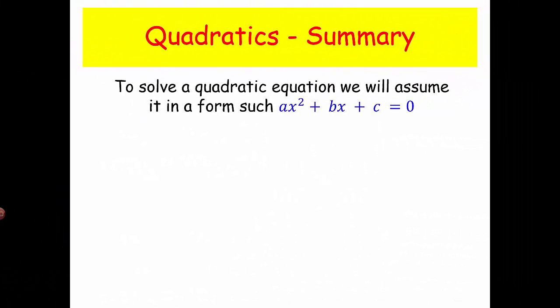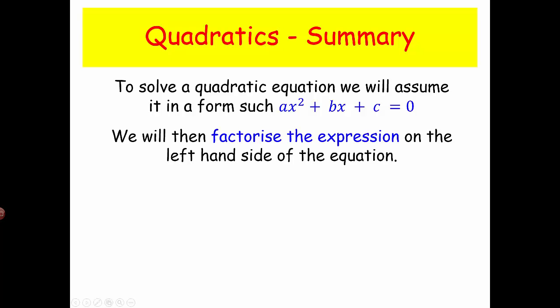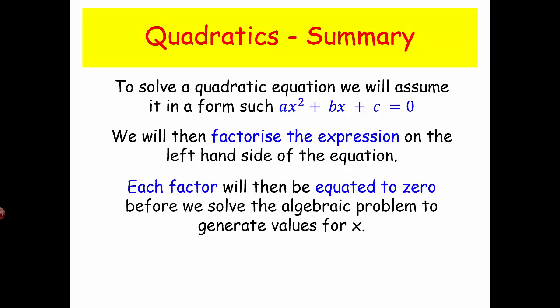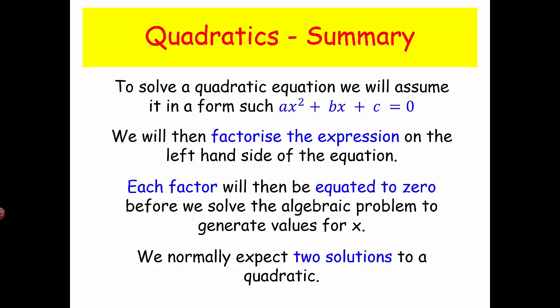So let's go back and look at what we've been doing then. We've been trying to solve a quadratic equation. We're looking at solving an equation of the form ax squared plus bx plus c equals 0. And to do that, we've drawn on the work we've done earlier in solving the factors of a quadratic expression. So we factorized the expression on the left-hand side of this equation to find the factors, and we expect to find 2. Each factor will then be equated to 0 before we can solve the algebraic problem to generate the values of x. And of course, we are expecting normally 2 solutions to the quadratic.